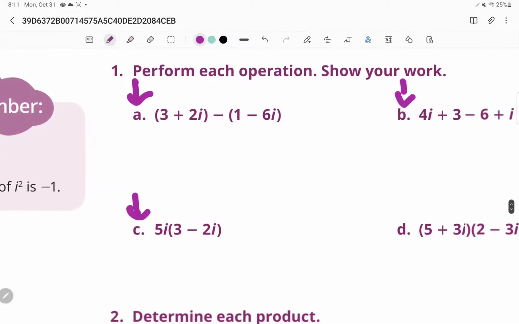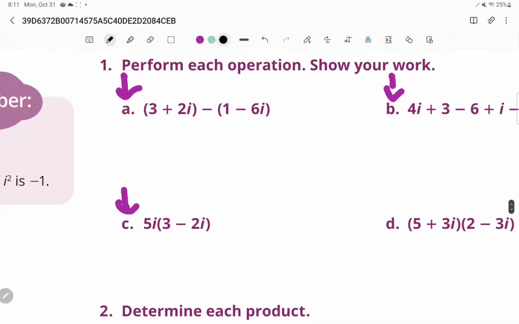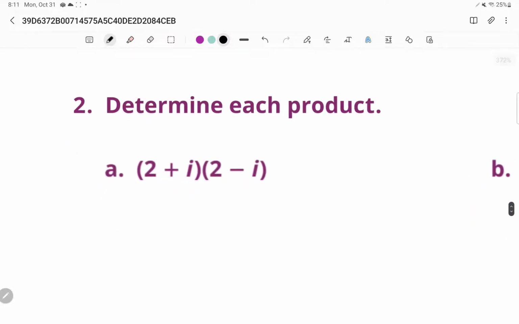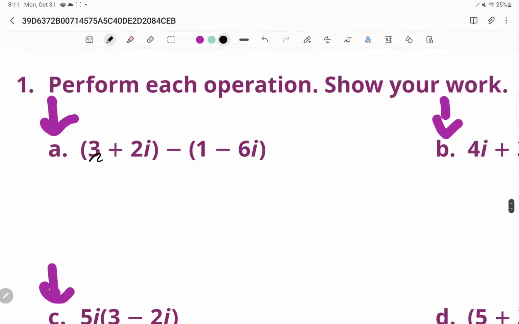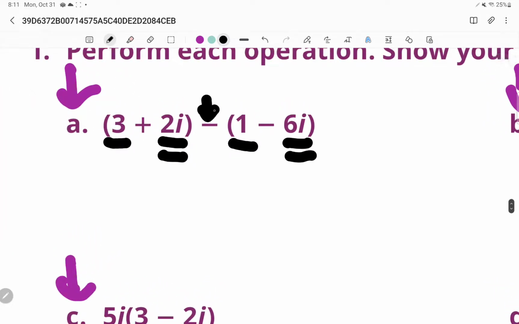Now, whenever you have a problem like A, the first thing I want you guys to do is understand which ones are your imaginary numbers and which ones are your real numbers. So I can already see, just by looking at my numbers, that 3 and 1 are going to be real numbers, and that my imaginary numbers are going to be 2 and -6. Now, you see this negative right here, right? That's very important. That negative is going to be doing a lot of stuff. It's going to distribute to here, and it's going to distribute to that. So that's basically going to change my entire problem. So I'm going to work with that first.